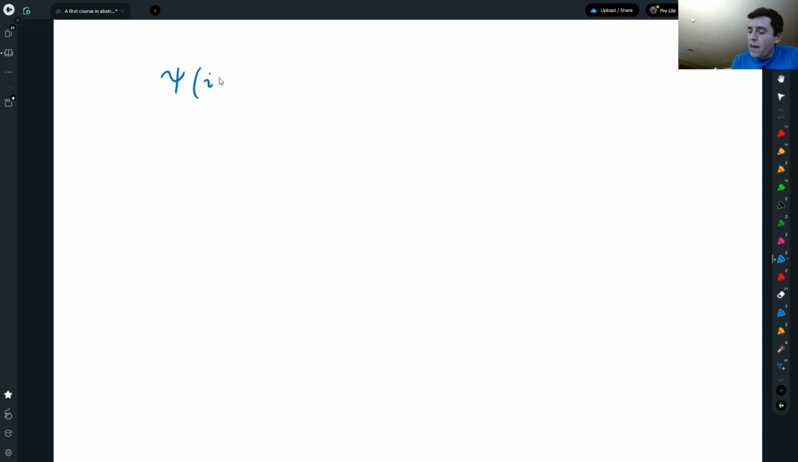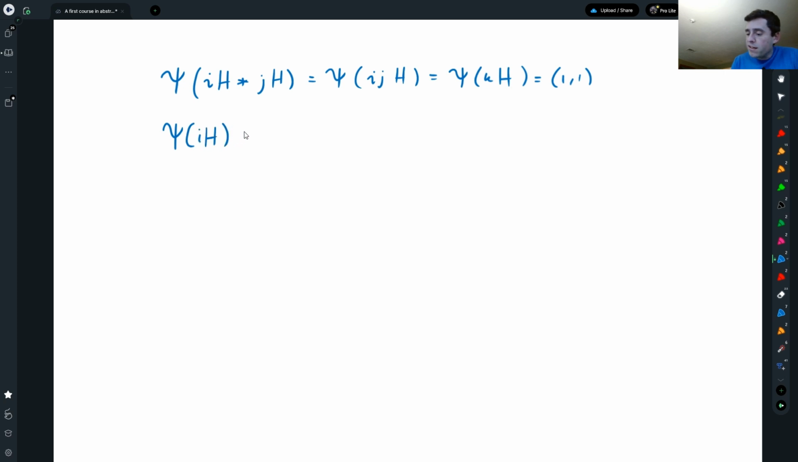So for example, IH star JH, how much is that? That is psi of IJH, that is psi of KH, and K mapped to (1, 1). And on the other hand, psi of IH plus psi of JH, how much is that? IH mapped to (1, 0), JH mapped to (0, 1), and (1, 0) plus (0, 1) is (1, 1).